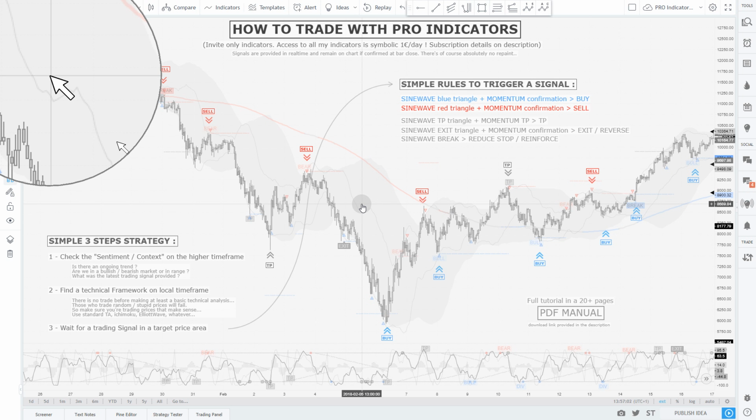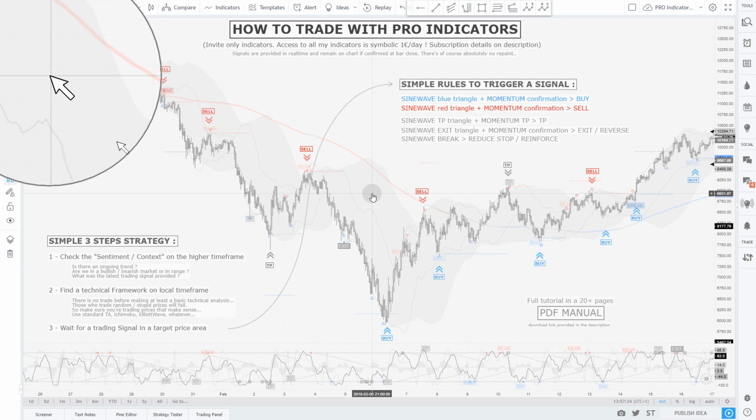The strategy will be a three-step strategy, which is described on the bottom left corner of that chart. The first step will be to check the sentiment and context on the higher time frame, which means you're going to make a simple technical analysis of the market you're about to trade, but on the higher time frame. As for example, in here, we are watching Bitcoin on the H1 time frame, on which I've been putting some buy and sell signals.